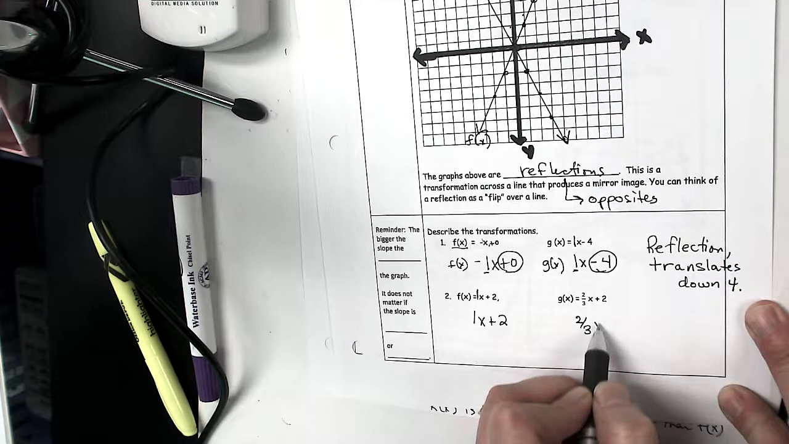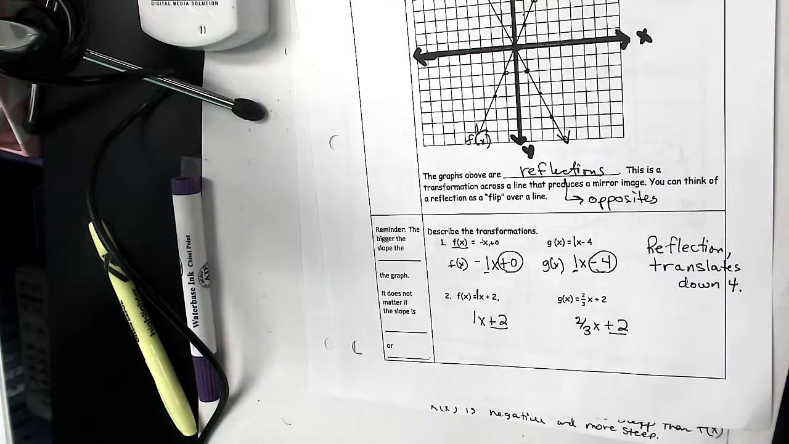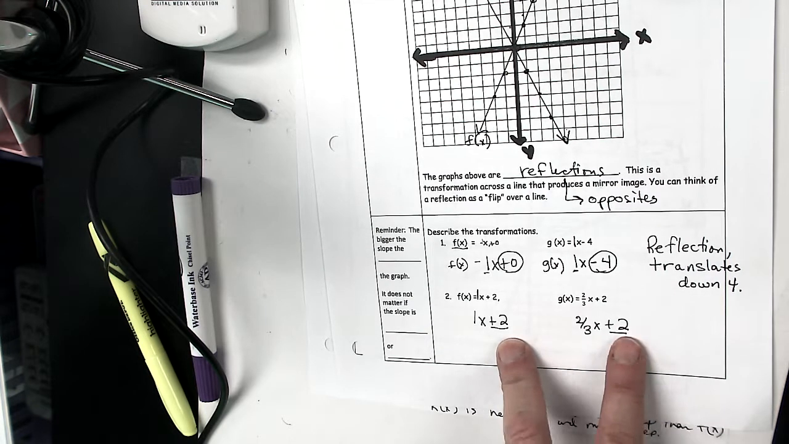Good. Now I look at my slope, and I see that my slope is 1x here for my f of x, and my g of x is 2/3 x. So, can you tell me what's happening? Rotation. It is a rotation. Yep. So this one is a rotation.